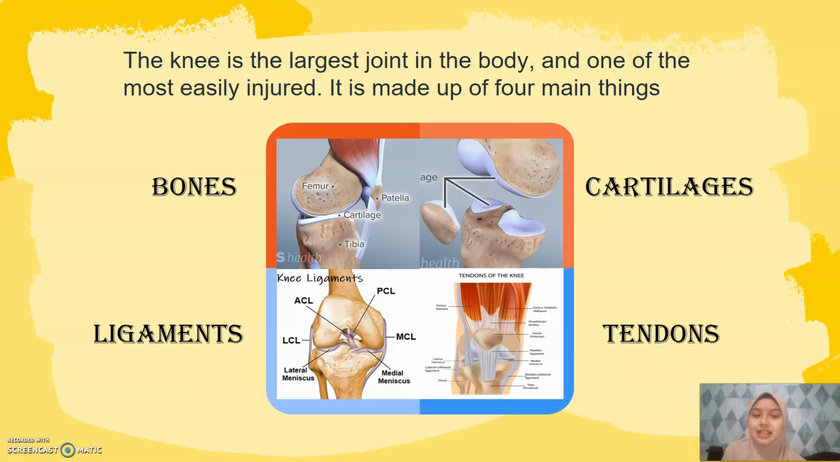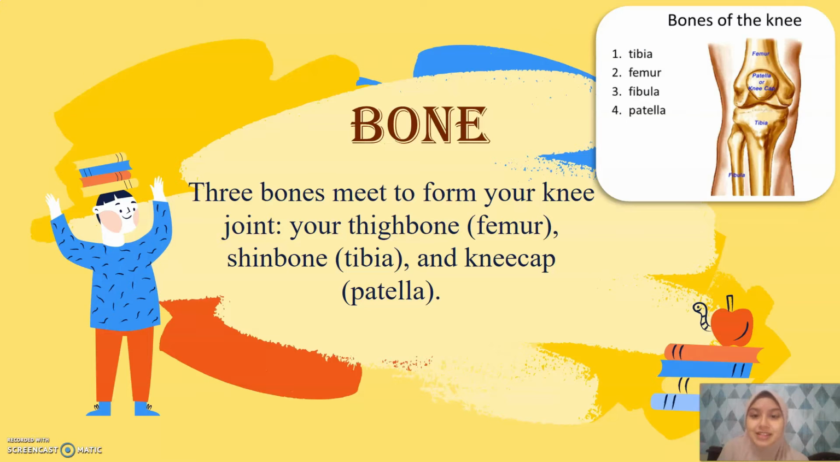The knee is the largest joint in the body and one of the most easily injured. It is made up of four main things. First is bone, second is cartilage, ligament, and tendons. Okay, first is bone. Three bones make up your knee joint: your thigh bone, femur, shin bone, tibia, and kneecap, patella.